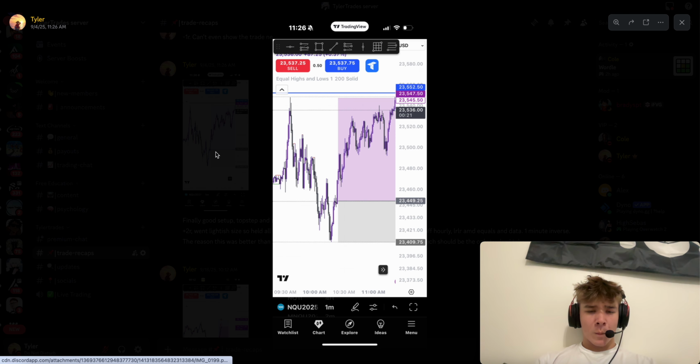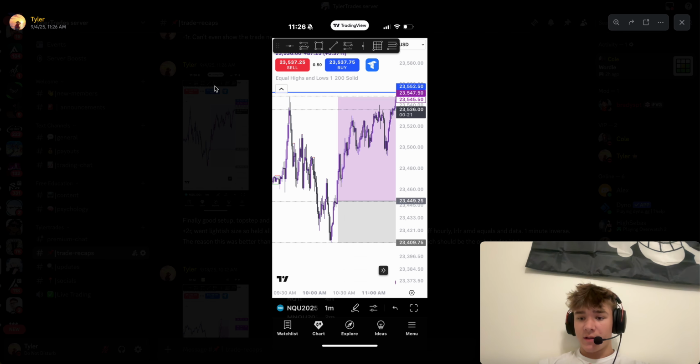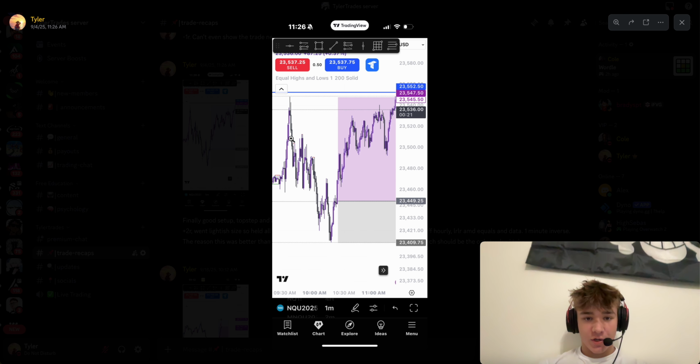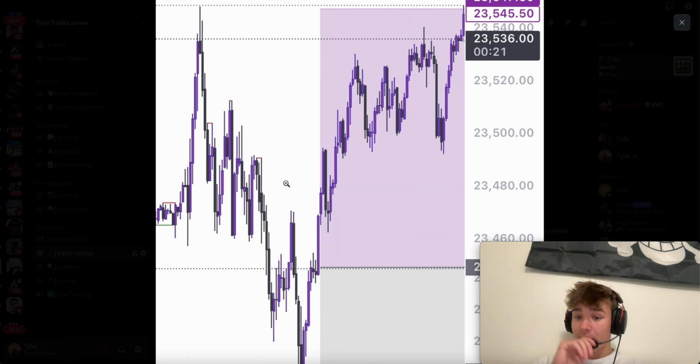Okay, next, finally a good setup. This one was textbook. We had all my draws on liquidity I like to see. We had equal highs right here, and equal highs right here. We had a data high with the equal highs, and we have small low resistance liquidity right here. We have this high, and these highs make up this trend line liquidity, because if you draw a line from this high to this high, they tap perfectly, making a trend line liquidity, which makes it a good draw on liquidity. So we have LRLR, data high, equal highs.